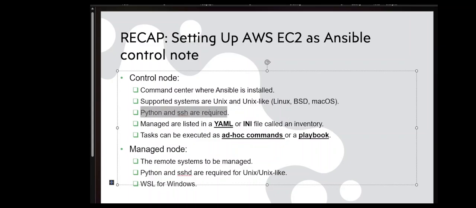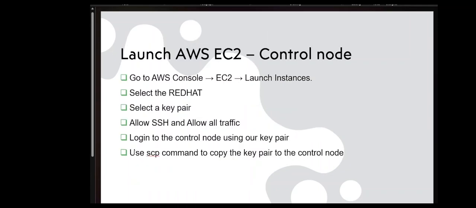Of course, we need Python on the control node, and we must ensure that the control node can support SSH, right? So of course we know we need to create an inventory and things like that. And we know the managed node is the remote system to be managed. So at a very high level, this is what is involved, right?